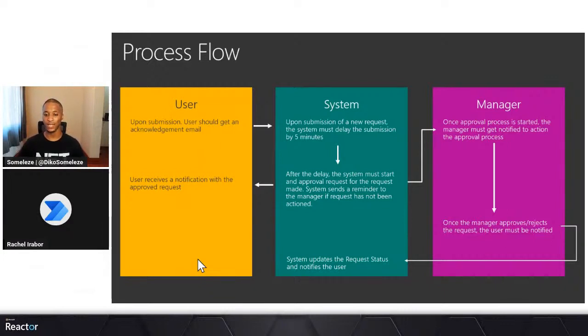And then after the delay, the system must start and wait for an approval request to be made, right? And then afterwards, the system needs to send a reminder to the manager if the request has not been actioned for, let's say, a specific number of days. Once the system actually starts and waits for that approval for the request that was made by the employee, then obviously the manager must get notified to action the approval process. And then once the manager approves or rejects the request, the user must be notified.